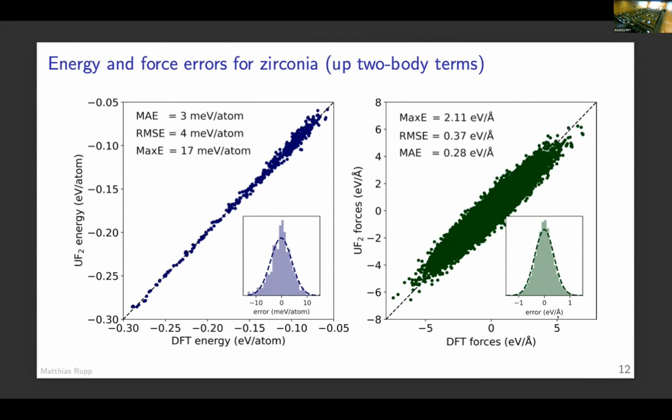It's zirconia as our test system, zirconium dioxide, so a transition metal oxide. And you see that even with a two-body potential only, we get quite reasonable energy predictions, 3 to 4 millielectron volt per atom, and quite reasonable force predictions for a simple model like that. And this encouraged us enough to now work on a 2 and 3 body terms version and see how far we can get.